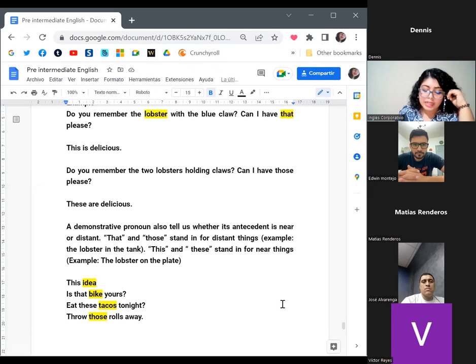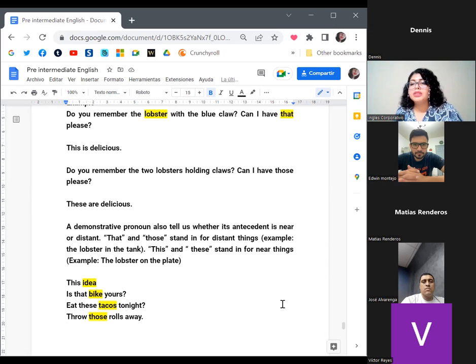Then the antecedent of demonstrative pronouns can come after it. Occasionally, the thing the demonstrative pronoun represents comes after the demonstrative pronoun. When this happens, it's called a postcedent. It is not an antecedent, it is a postcedent. That is not the antecedent of the things. So it is at the beginning.